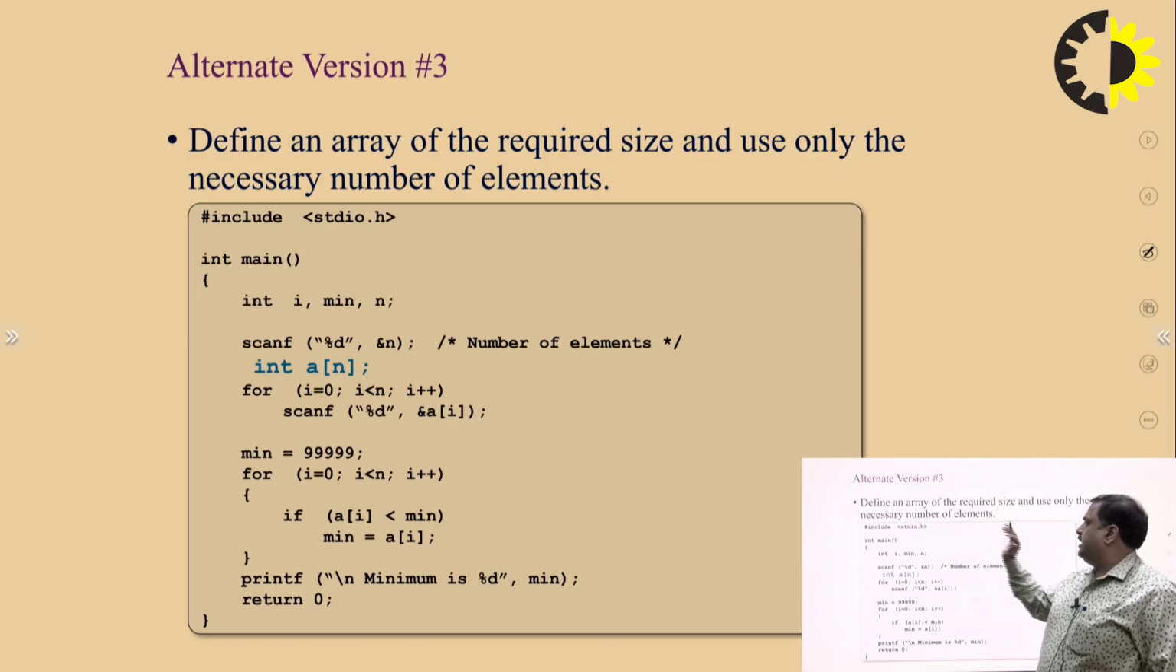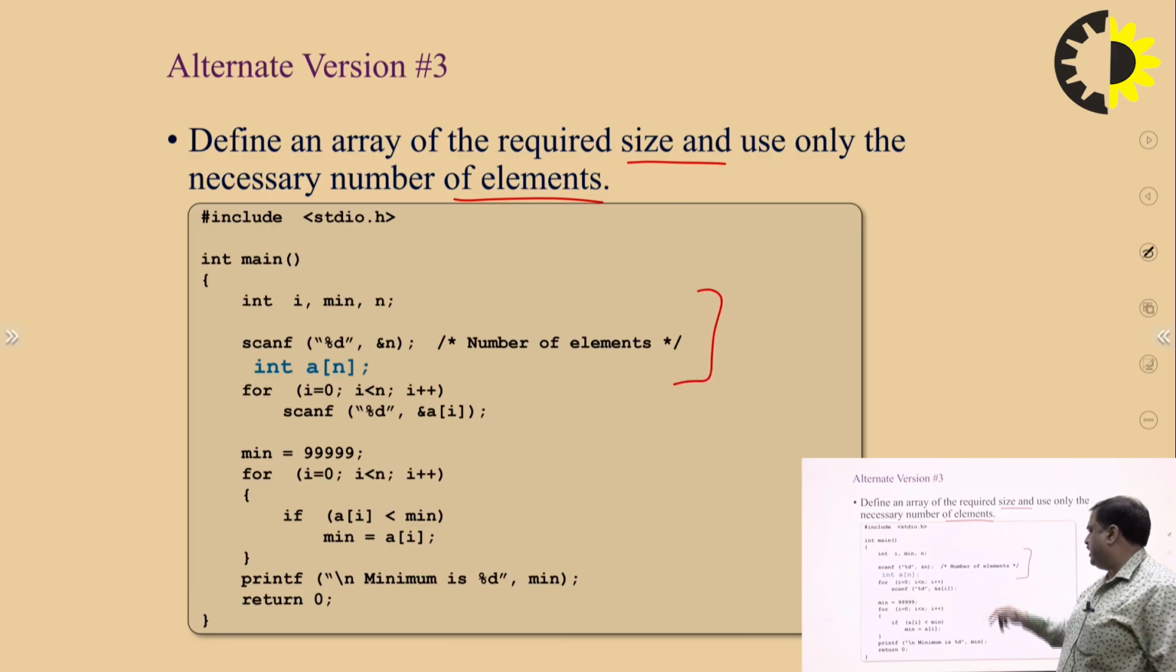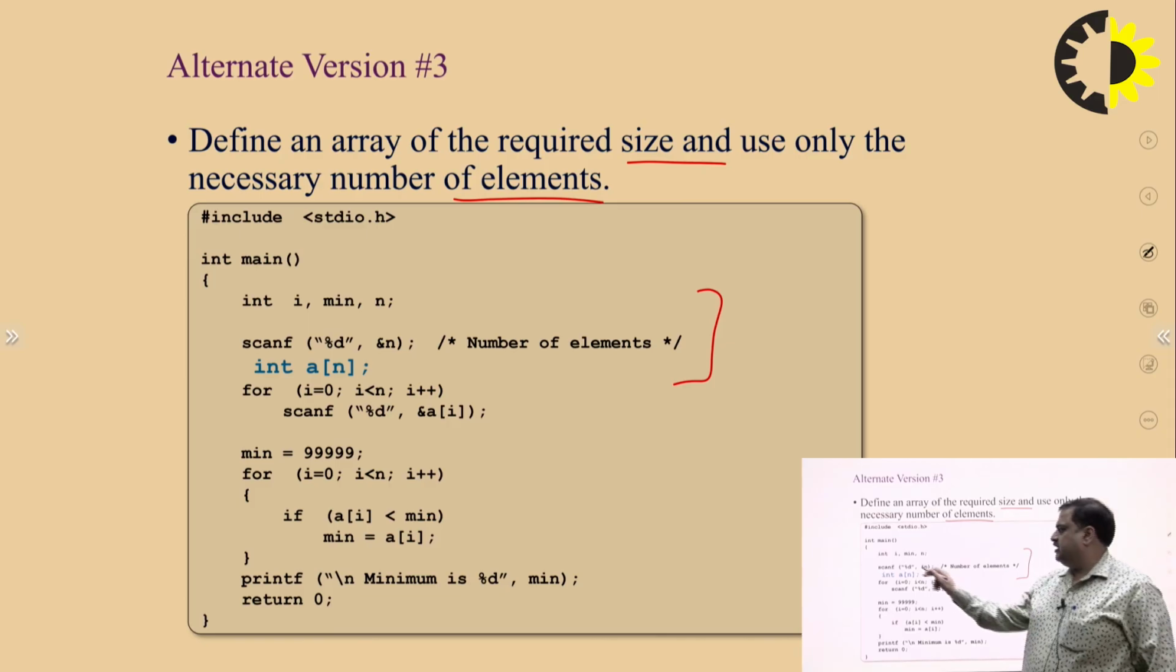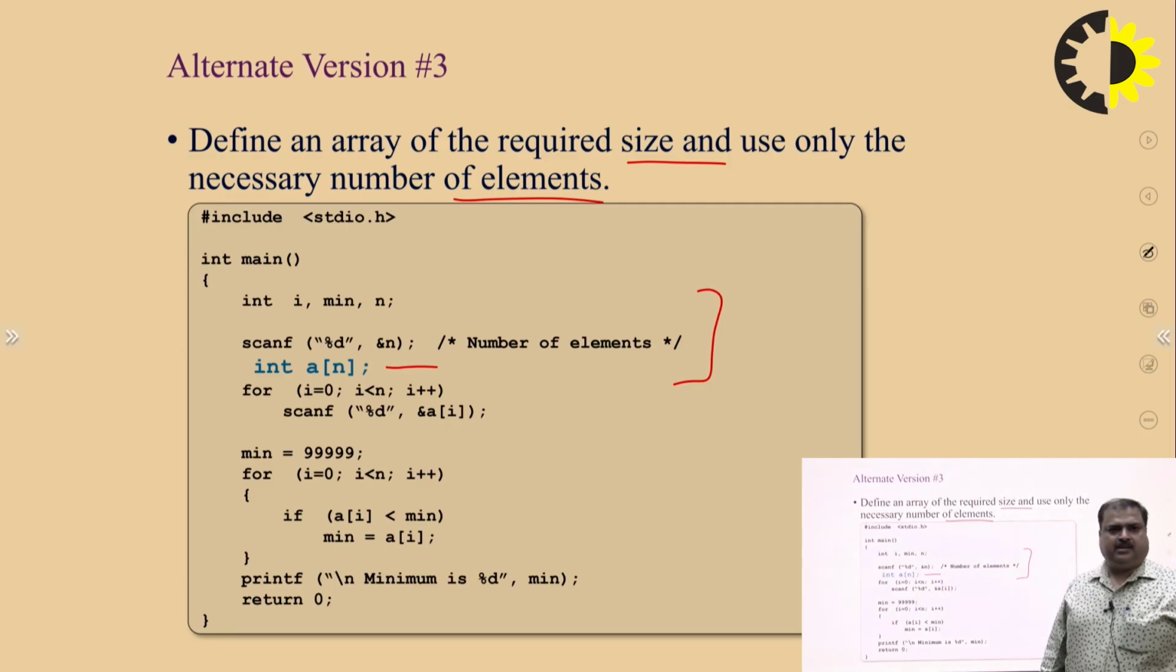Now, define an array of required size and use only the necessary number of elements. That is what I was talking about, and here you can clearly see that first we have taken the number of elements from the user and then we declared the array. So that is the optimized solution that we have already seen.